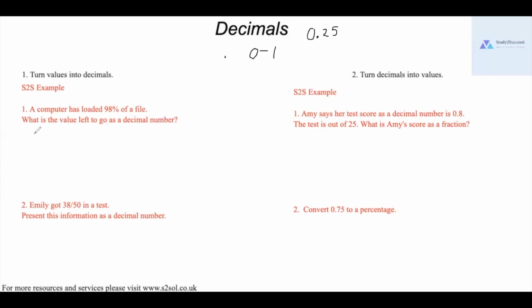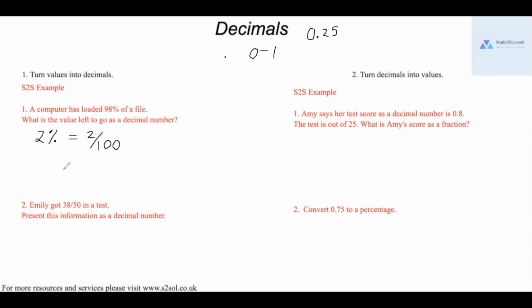So because our computer has loaded 98% of the file, it means that 98 out of 100 has been loaded. Therefore, the value left is 100 minus 98, which is 2. We have 2% remaining. Remember, 2% is equivalent to 2 over 100. Therefore, if we want to turn 2 over 100 into a decimal number, all we have to do is divide 2 by 100.